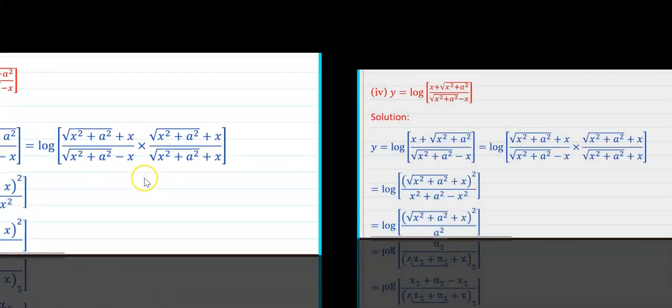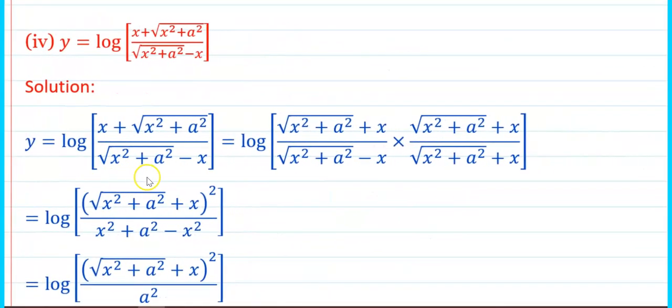Again, this is also a very important example. बोर्डाच्या बऱ्याच वेळा एक्झाम मध्ये ह्या क्वेश्चन विचारला गेलेला आहे. y is equal to log of, in square bracket, x plus root of x square plus a square upon root of x square plus a square minus x. Okay. मग इथे आपण रॅशनलायझेशन करत असतो. Rationalize the denominator, multiplied with its conjugate.